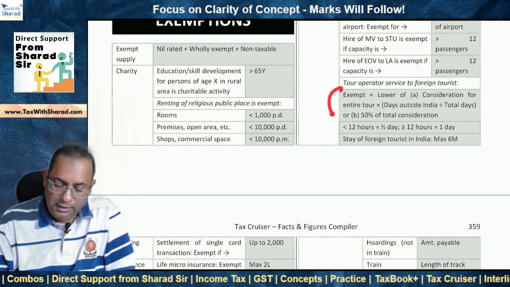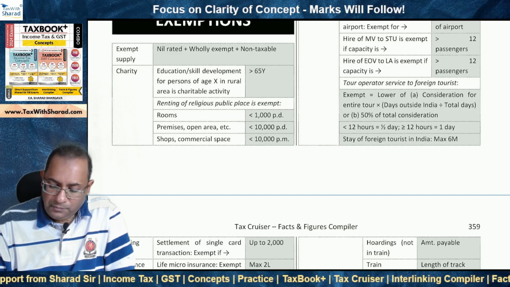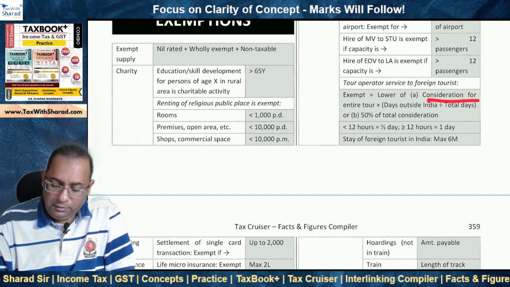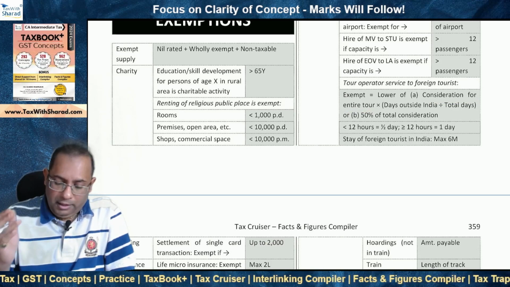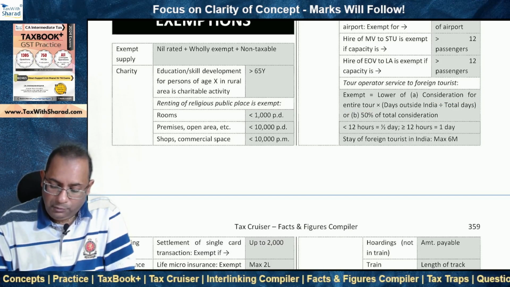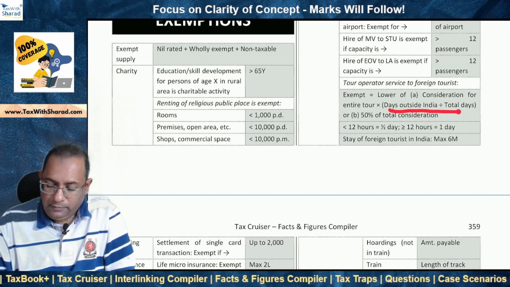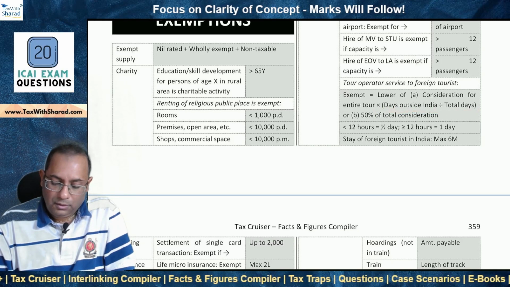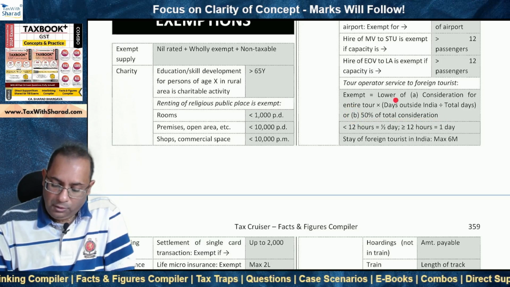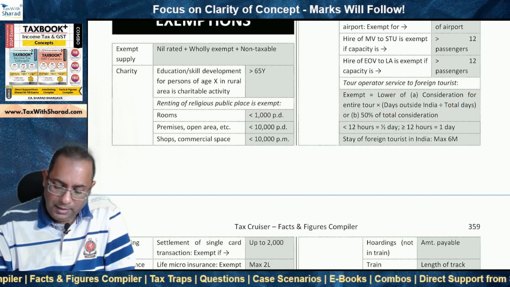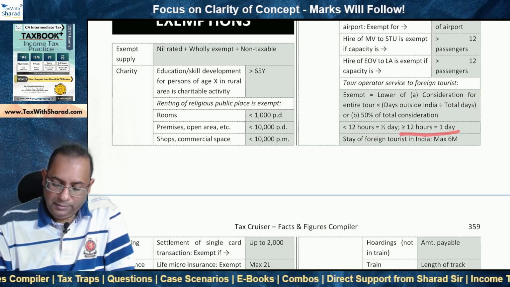Okay, and the extent of exemption is lower of A or B. A is consideration for the entire tour, and that we apportion as per a ratio. So for that, what we do is we multiply this by days outside India divided by total number of days, or B, 50% of total consideration. And when we talk about days, less than 12 hours is equal to half a day, and 12 hours or more is equal to 1 day.